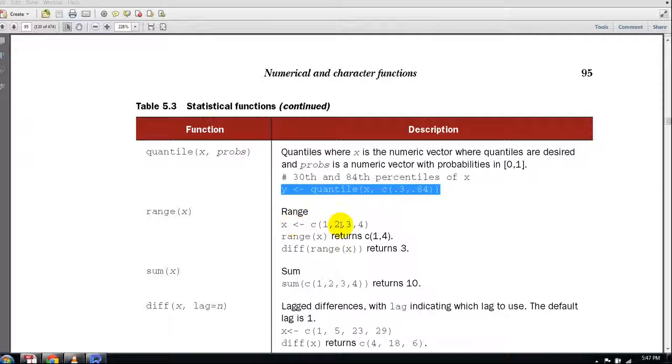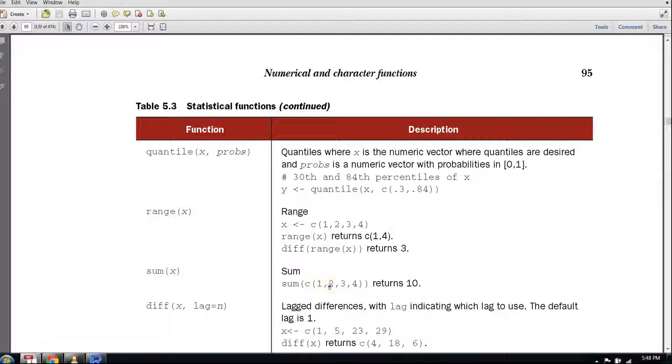Okay, here we have the vector 1 through 4. Take the range of that vector, and it gives us 1 and 4. So that's a little different from the standard definition of range. It's just telling us the lowest number and the highest number. But then we can take diff of range, and that's the more standard definition of range, which means you take the highest value minus the lowest value, and the difference is 3. So diff gives 3, which is what I would normally call the range of x, but in R, range gives you the highest and the lowest value, and then diff gives you the difference between those.